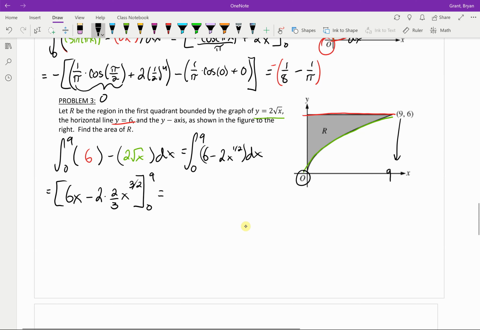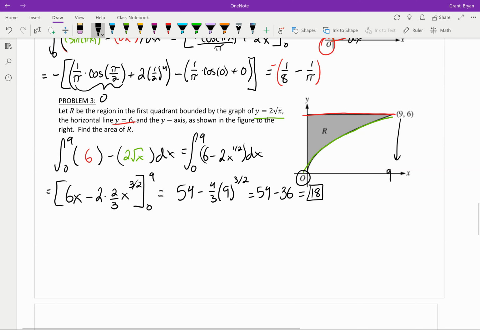Now, notice that if you plug in 0 to each of these, they'll both turn into 0. So I'm going to save some space and just plug in the 9. It's going to give me 54 minus 4/3 of 9 to the 3/2. It'd be good practice to simplify this, right? Square root of 9 is 3, 3 cubed is 27, a third of 27 is 9, and 9 times 4 I think is 36. So then we have 54 minus 36, and to me that's looking something like an 18 here.